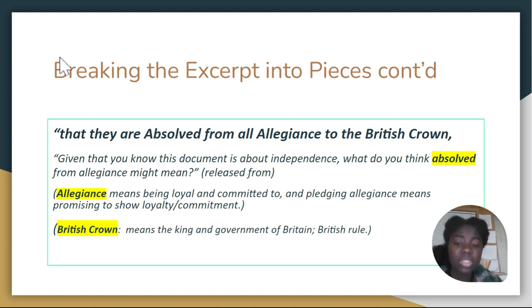So let's see. Next part, sorry. "That they are absolved from all allegiance to the British crown." Okay? So let's break this part apart. Given that this document is about independence, what do you think absolved from allegiance might mean? Okay, so absolved means to be released from something. Allegiance means to be loyal and committed to. So they want to be released from being loyal to the British. They don't want to be loyal to the British anymore.